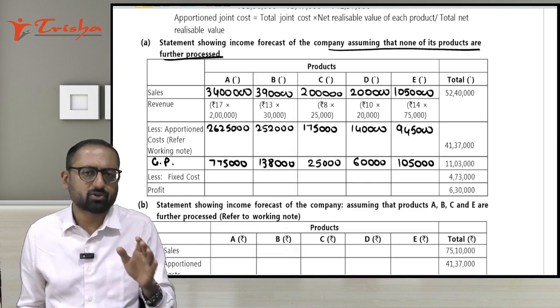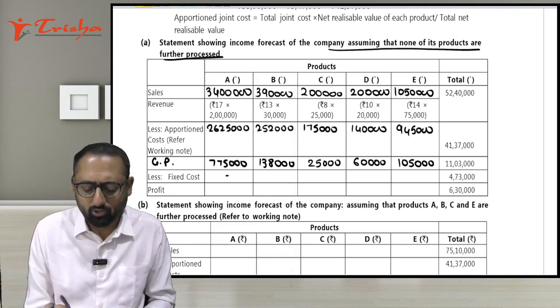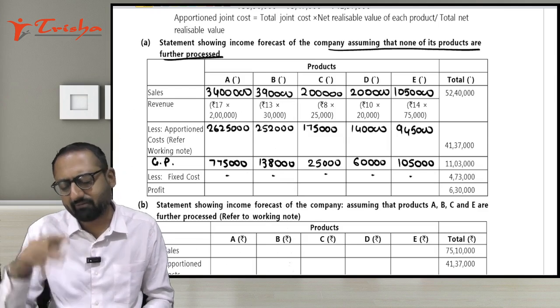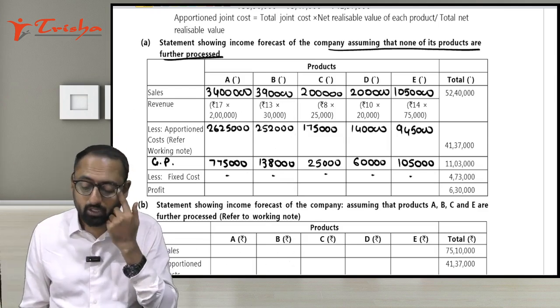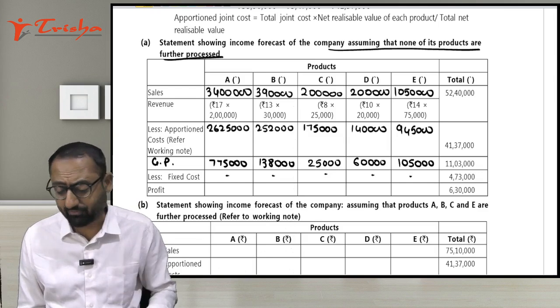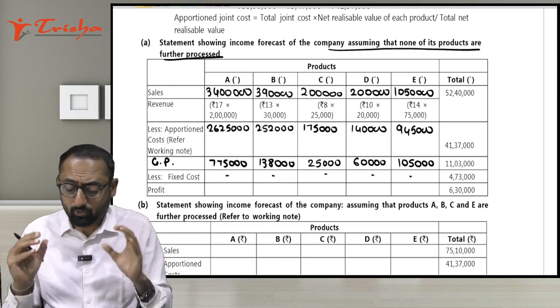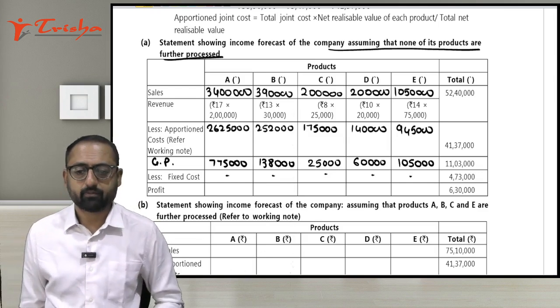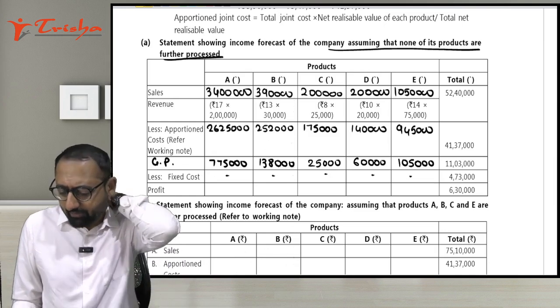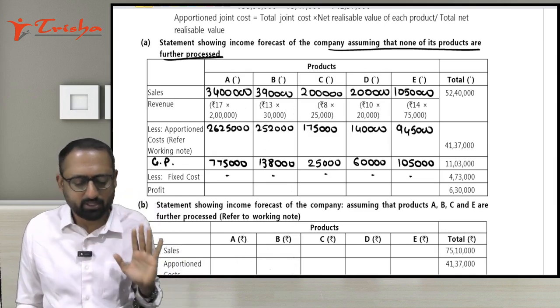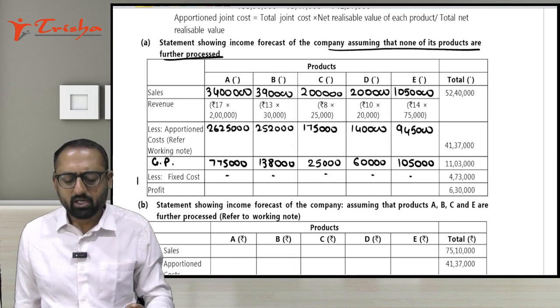As I told you, fixed cost will be written separately. Don't allocate the fixed cost to various products. Directly write that fixed cost into the total column. Fixed cost is 4,73,000. So profit will be 6,30,000. Right? Your profit will be 6,30,000. Done. Next, let's go to the second question.